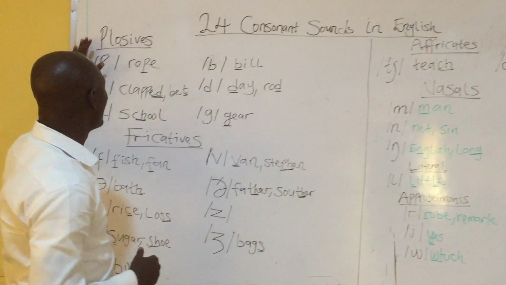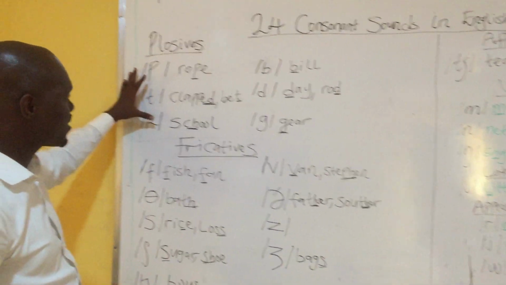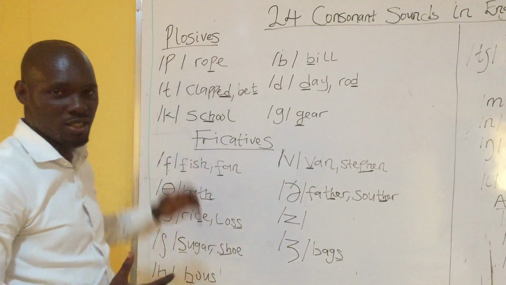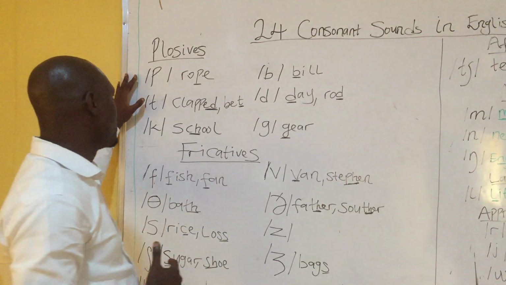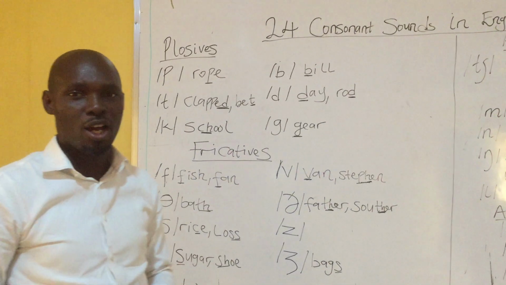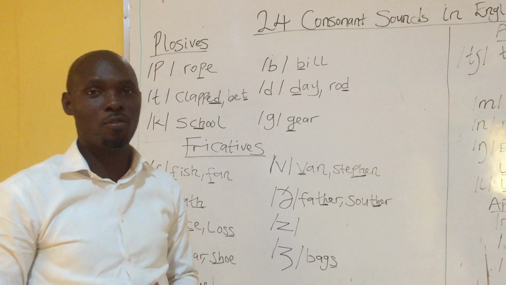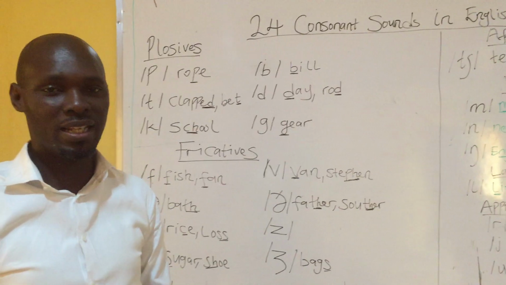So to start with the plosives, we have 6 consonant sounds under the plosives. So to start with the correct pronunciation of these plosive sounds in English language.